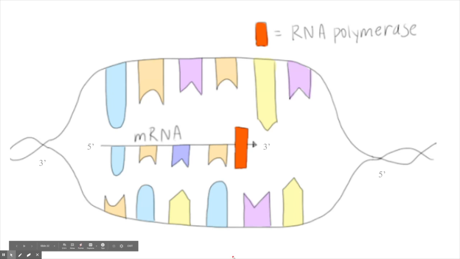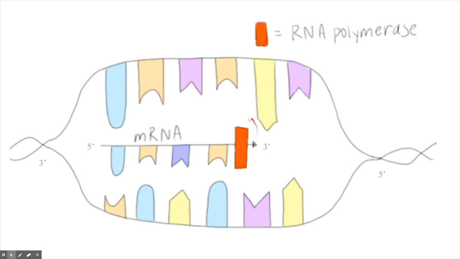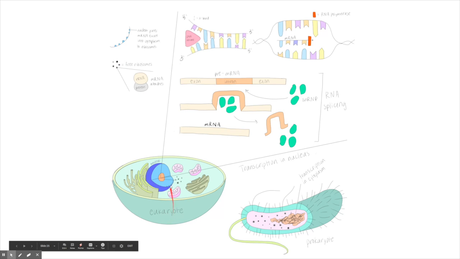mRNA, the product of transcription, is synthesized in the 5' to 3' direction, using the 3' to 5' DNA strand as a template. During transcription, helicase is used to unwind DNA strands and initiate transcription. An RNA polymerase travels along the DNA and synthesizes mRNA that is complementary to the template strand. Transcription in eukaryotes occurs in the nucleus while it occurs in the cytoplasm for prokaryotes.